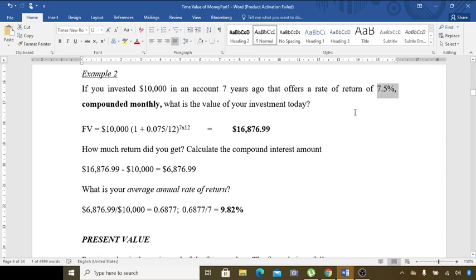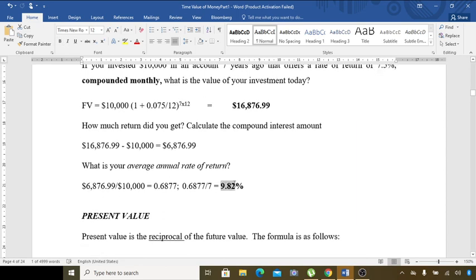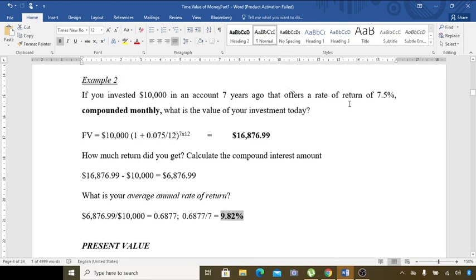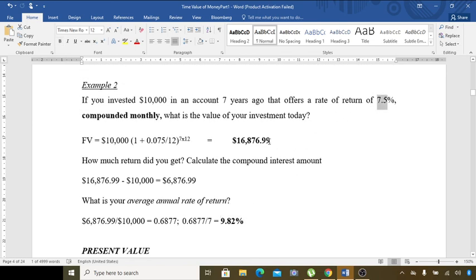So effectively you get 9.82%. Why is there a difference, and why is this larger than the stated or quoted interest rate? This is due to the effect of compounding. Due to the effect of compounding, you will get 9.82% over and above the quoted or stated rate of the investment of 7.5%. So that is for the future value.